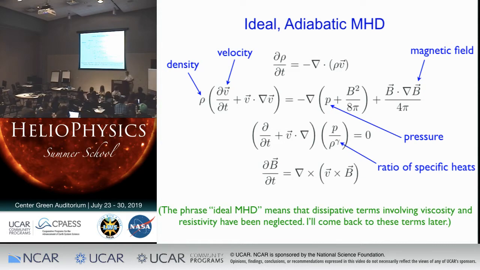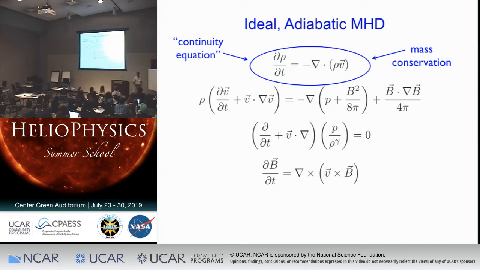Yeah, let's talk about these in turn. The continuity equation represents mass conservation. It's quick to see this if you remember your vector calculus. Think about it the following way. Take some volume in space. Call it volume omega. And integrate that top equation over volume omega. If I integrate mass density over that volume, I get the mass inside that volume. If I integrate partial rho partial t over that volume, I'm getting the time derivative of the mass in my volume omega.